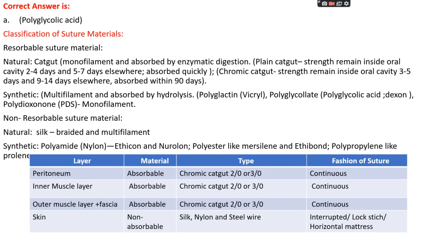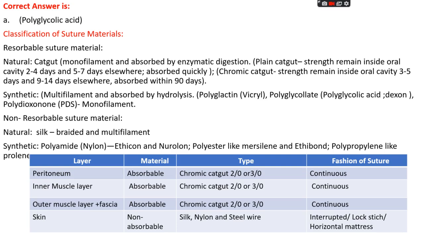Here is the classification of suture material. Suture material is first of all classified into two types. First is reabsorbable suture materials, and second is non-reabsorbable suture materials, on the basis of their absorption by the body. Among these, they are also further divided into natural and synthetic. An example of natural reabsorbable suture material is catgut.